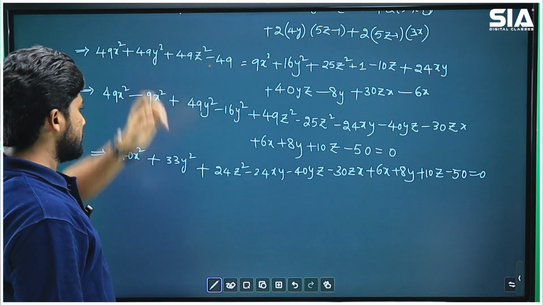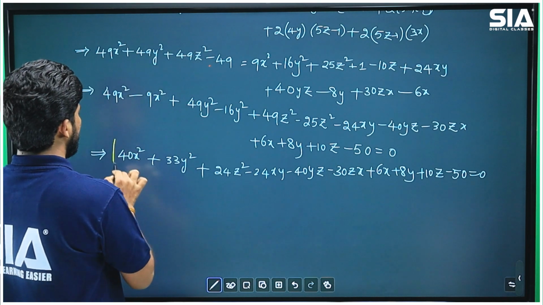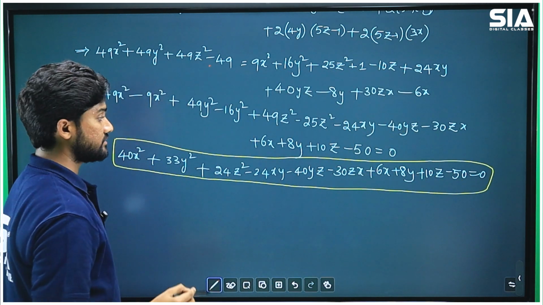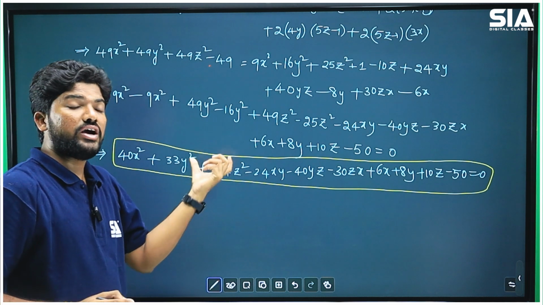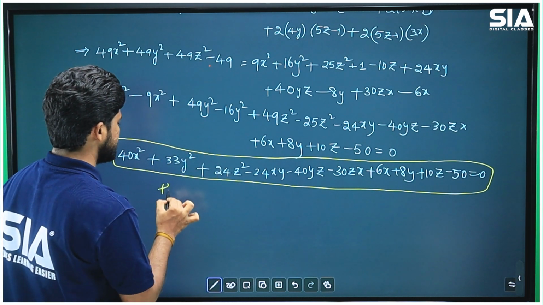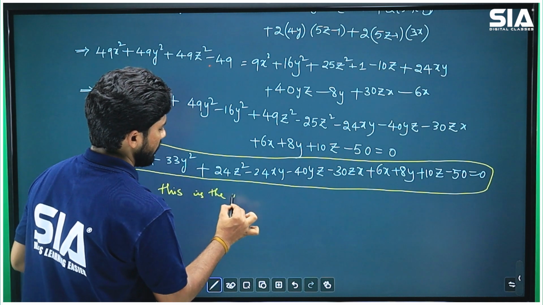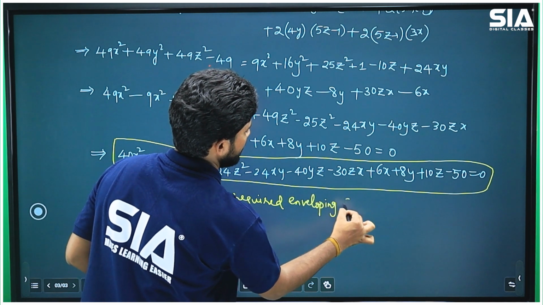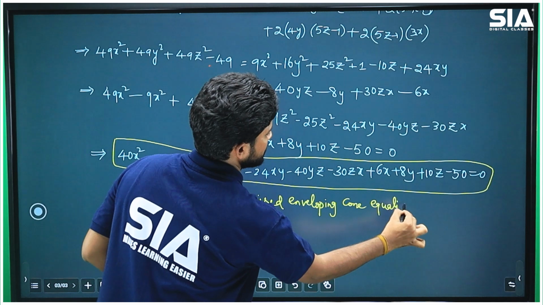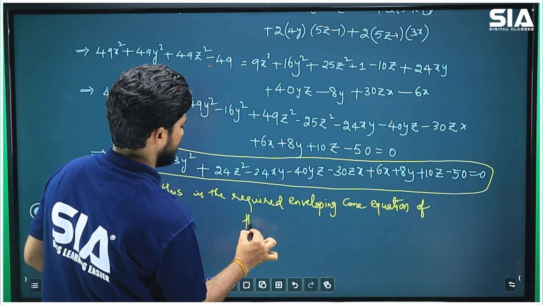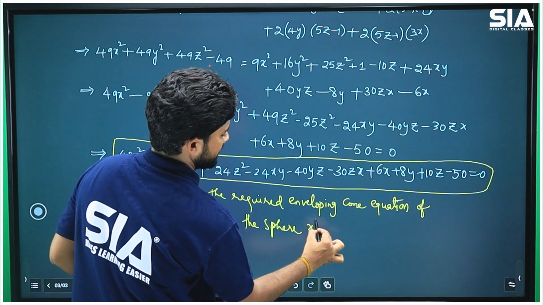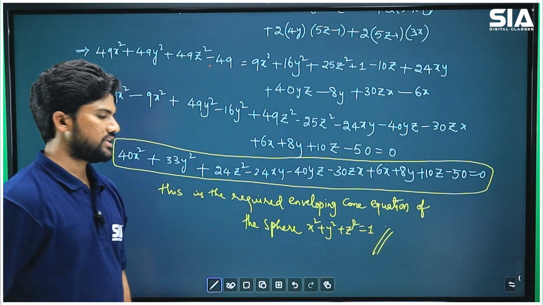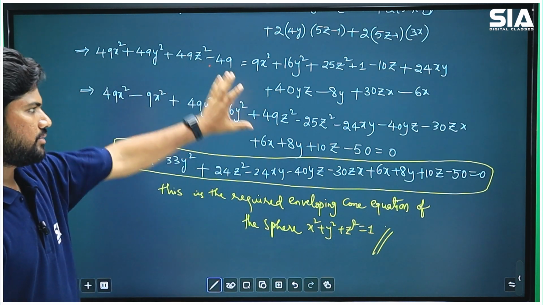Okay, so all of it has come out like this. So this is the required enveloping cone equation of the given sphere x square plus y square plus z square is equal to 1 with vertex at (3, 4, 5). Okay, so this is the required enveloping cone equation of the sphere x square plus y square plus z square is equal to 1. Okay, so if you write in this format, this will be the representation of the problem.